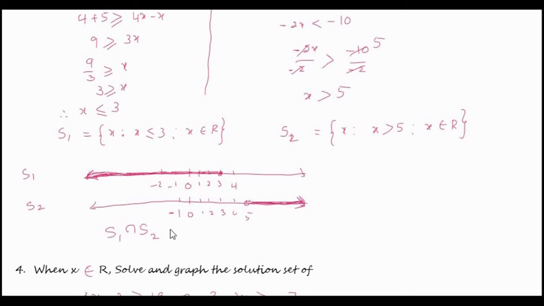So S1 intersection S2, which is our final answer, is a null set. There is nothing which satisfies this condition that it has to be part of S1, it has to be part of S2 also.